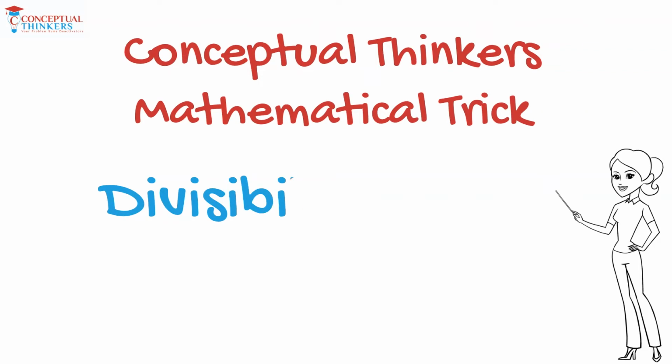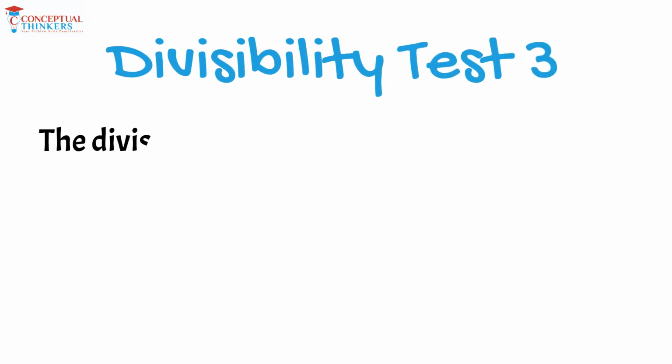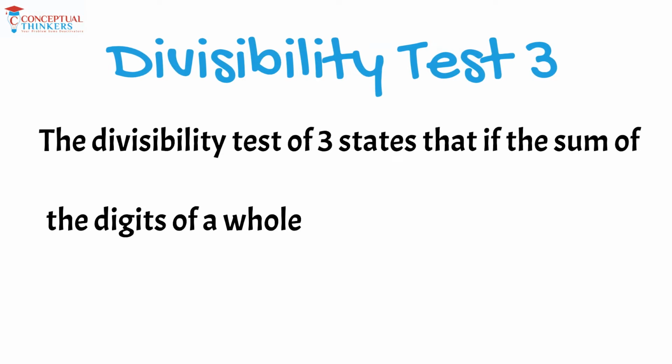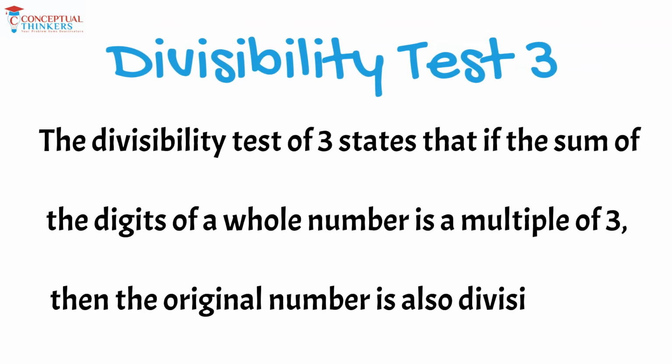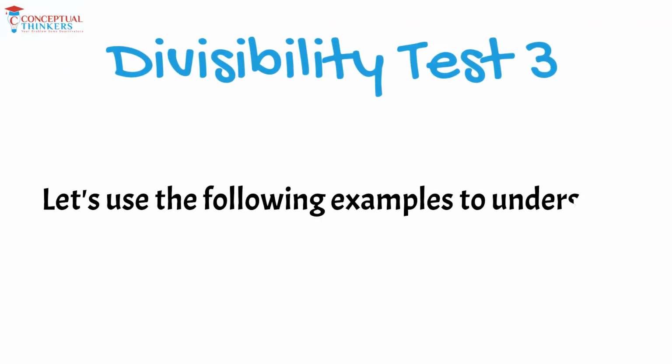Today, we will discuss Divisibility Test 3. The divisibility test of 3 states that if the sum of the digits of a whole number is a multiple of 3, then the original number is also divisible by 3. Let's use the following examples to understand better.